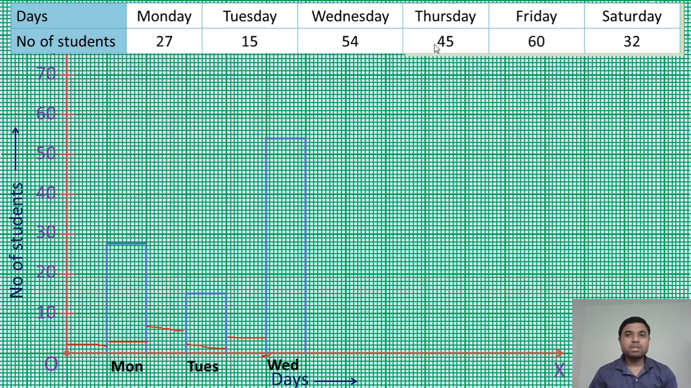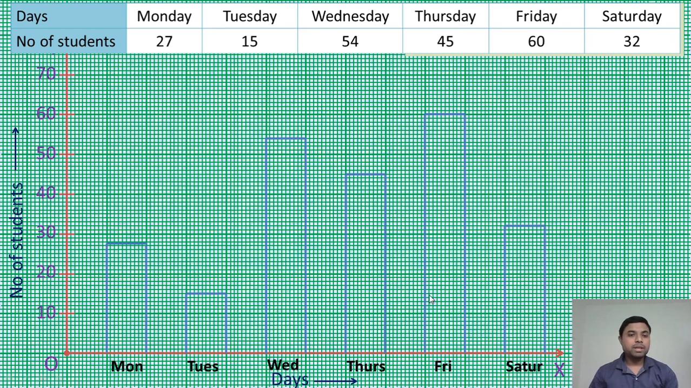Next for Thursday, in the same way, draw this. Next Friday, 60, count and write, and next Saturday count and write. Is it clear? In the same way you have to write. So this is the bar graph.